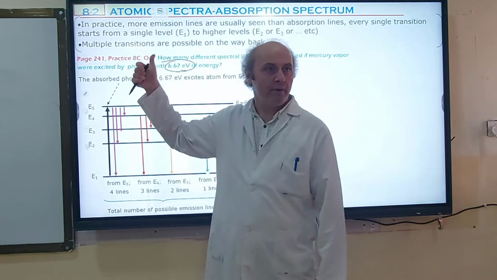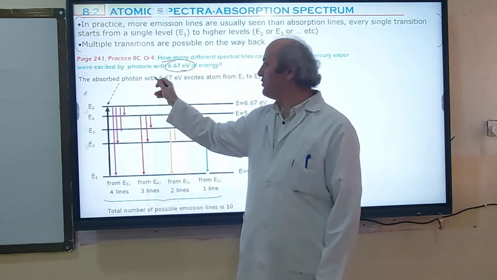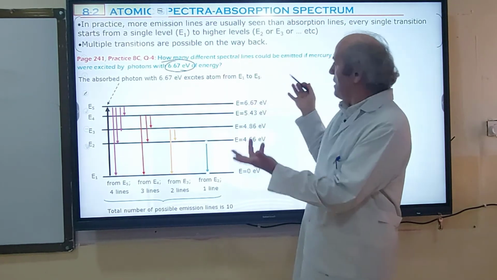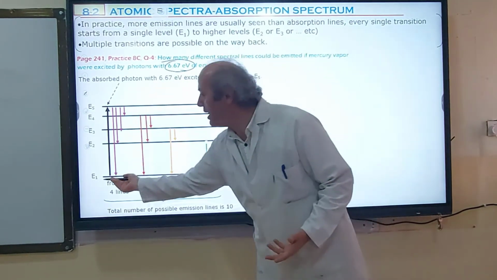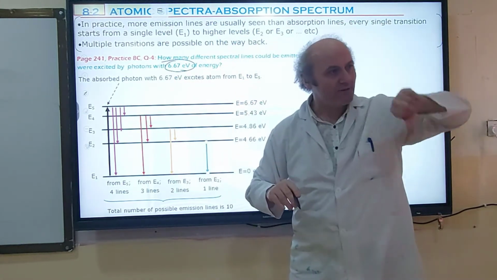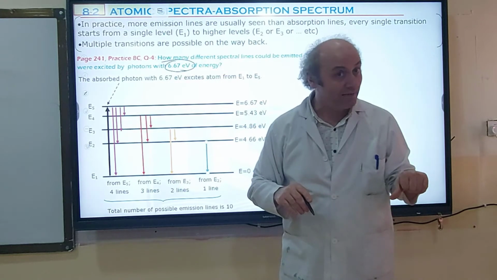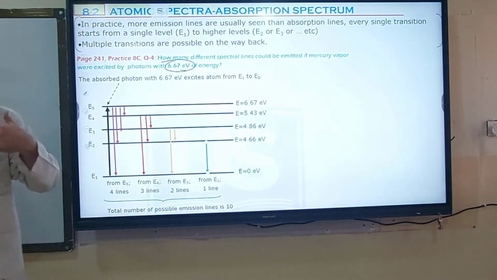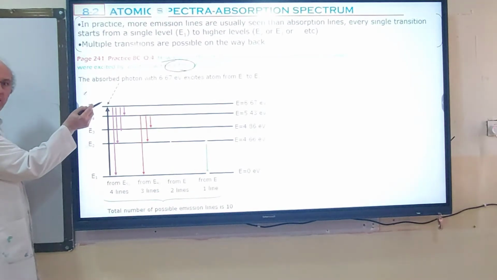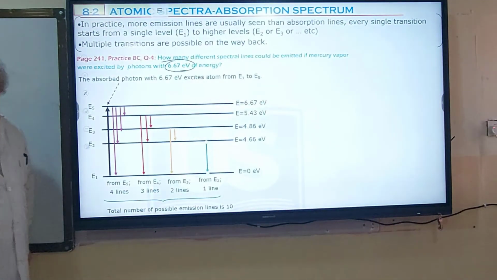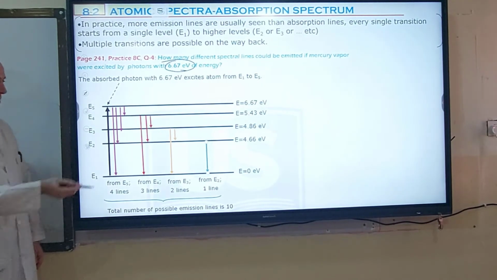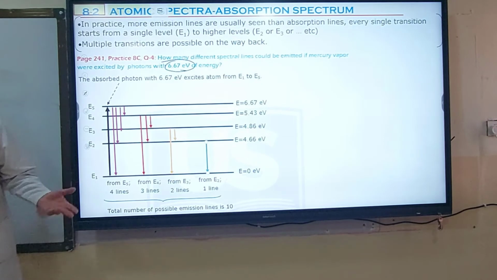So, a direct jump. The absorbed photon with 6.67 electron volts excites this mercury vapor atom from E1 to E5. Then this electron will turn back to the ground state, but it can turn back in different ways. I'm talking about possibilities. It can turn back directly, 5 to 1. Yes, but maybe it will turn back from 5 to 2, maybe 5 to 3, maybe 5 to 4.